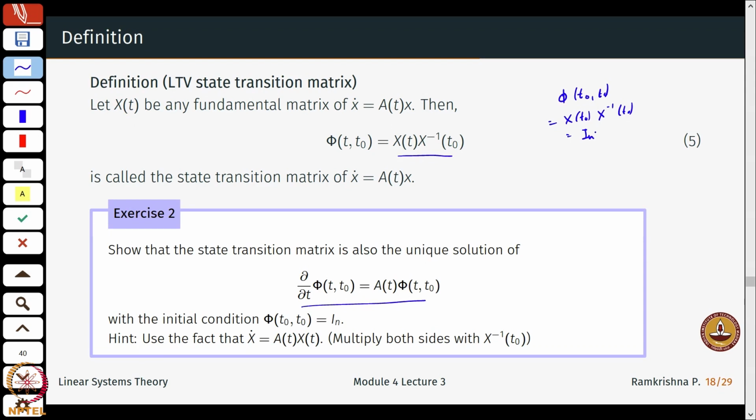Second thing, let me check what happens with phi dot. Phi dot is X dot of t with X inverse of t0. What is X dot? X dot was A(t) X(t), so we get A(t) X(t) X inverse(t0), or this is nothing but A times X(t) times X inverse, which is again phi(t, t0). So, this actually is a solution.